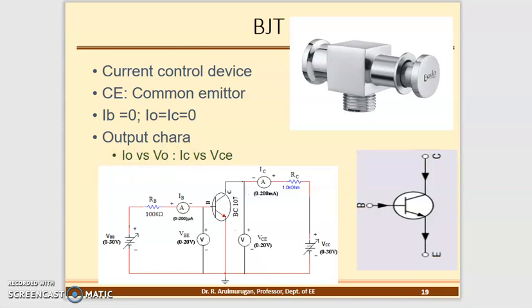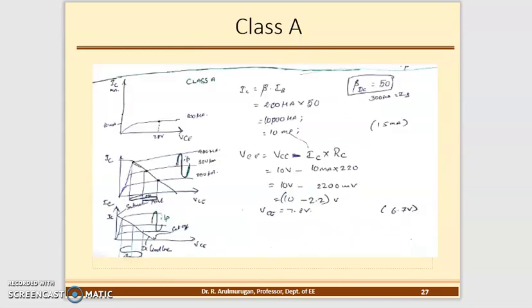Now you start to draw the curve. I have drawn the output current versus the output voltage. Initially it increases linearly, after that it saturates. So linearly the output current increases as the output voltage increases, and after that the output current is maintained constant even if you increase the voltage further. So this is called the output characteristics.